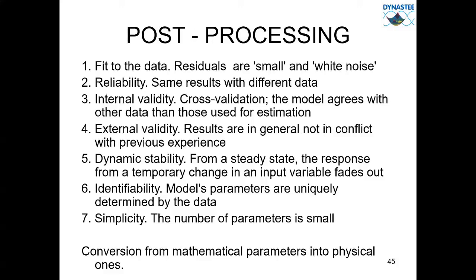It should also be a reliable result, which means that if you use different data of the same object, the results should be the same. Internal validity is cross-validation. If the physical system did not change, assume that it is not changing. External validity: you may have results coming from literature.